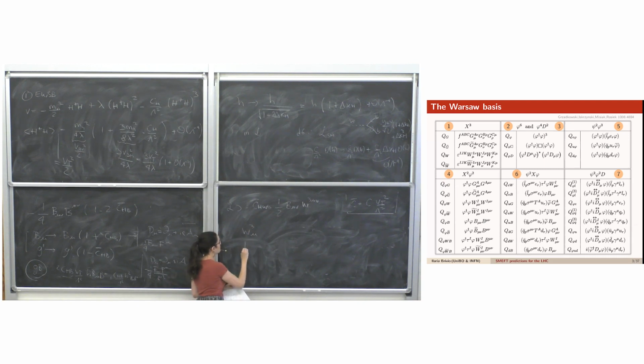So you can replace your W and B with a rotation, minus sine theta, cos theta, of these have to become the Z and the photon. But now, the point is, who is theta? Well, theta is such that the tangent of the mixing angle is the one that you had before. Clearly, you have to recover the standard model in some limit. Plus 1/2 C_HWB bar times 1 minus g′² over g².